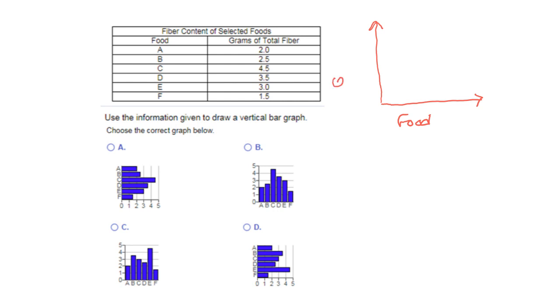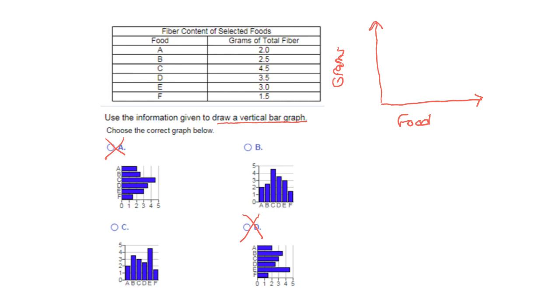All right, so I'm just going to write sideways here for a second. Grams. This is your grams of total fiber. All right, so that is how it should be. And it says use the information given to draw a vertical bar graph. So when it says choose the correct graph, you know that we can automatically eliminate A and B because those are horizontal bar graphs and we want the vertical bar graph.